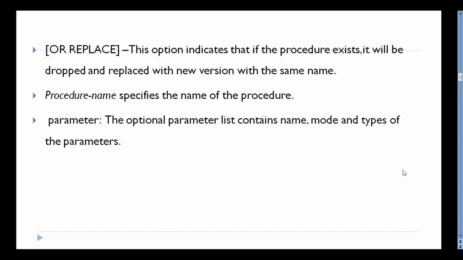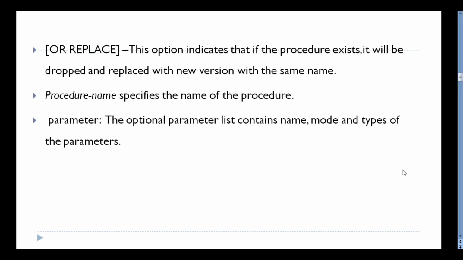And the next one is procedure name. Just follow the syntax first. Procedure is a keyword. Next, procedure name specifies the name of the procedure. And coming to parameters, the optional parameter list. If you want you can use it, otherwise you omit this part. Parameters are nothing but arguments that are passed into a stored procedure to perform a task.